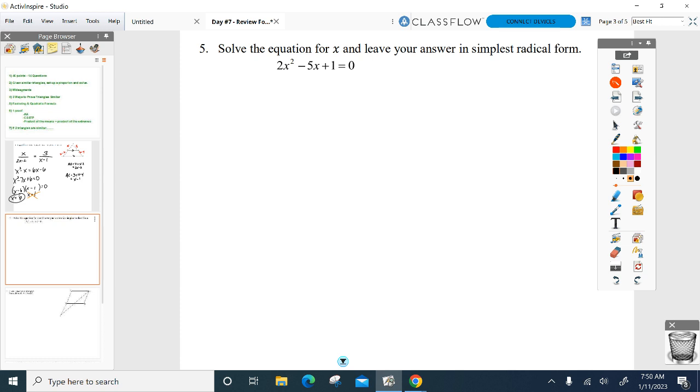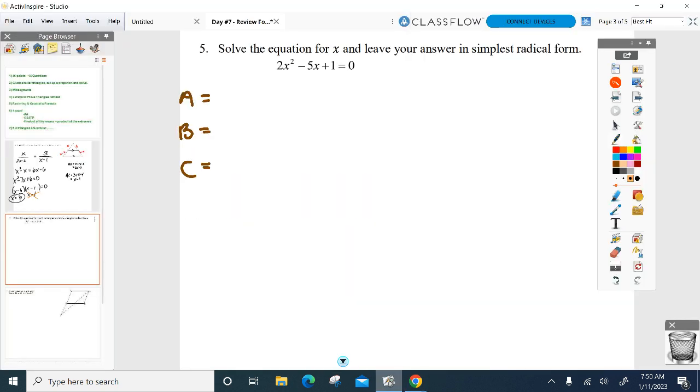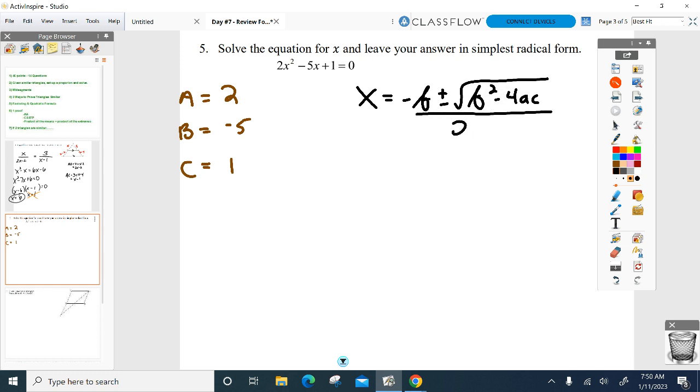You're welcome. So let's start off with my A, B, and C values. A equals 2. Yep. B equals -5 and C equals 1. All right, again, here's your quadratic formula. I'll give it to you on Friday. Negative b plus or minus the square root of b squared minus 4ac, all over 2a.